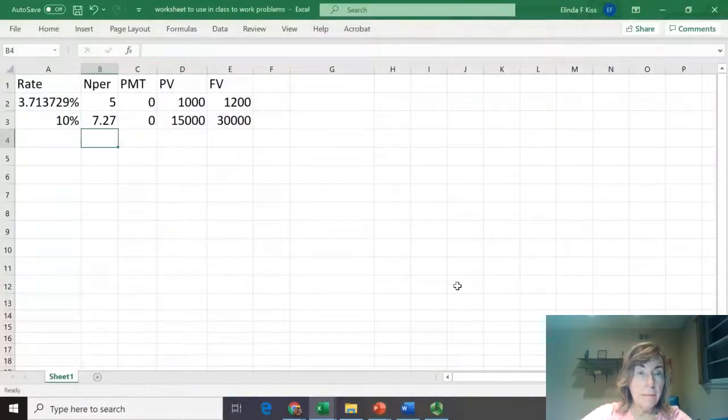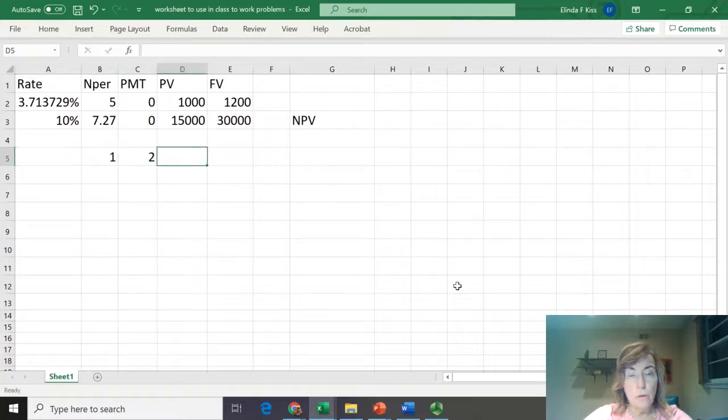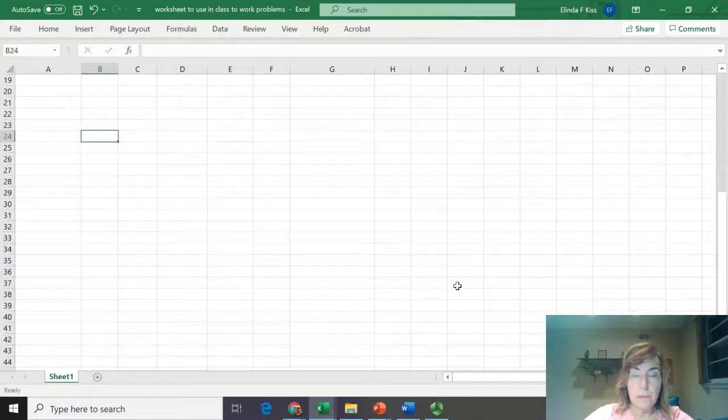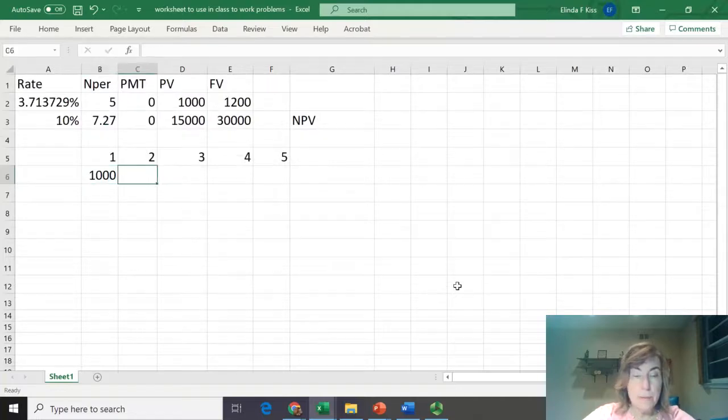So now I'm going to be solving, as I said, for NPV. So let me just put NPV out over here. And I am going to look at a series of cash flows. So I'm going to look at periods 1, 2, 3, 4, and 5. And I said we're looking at getting 1,000, 3,000, 5,000, 7,000, and 9,000.